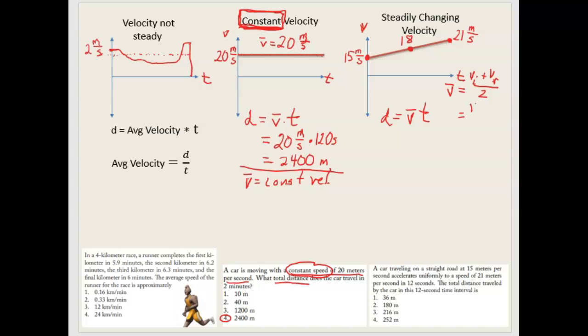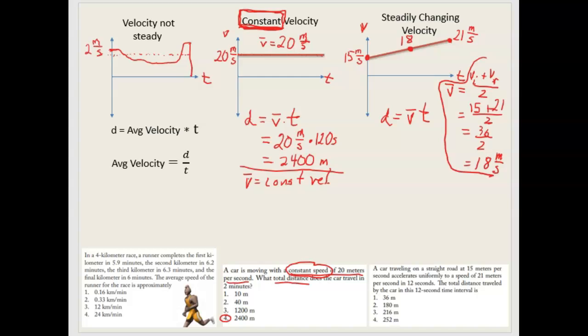Okay. What is our initial velocity? 15 meters per second. Plus, what's our final velocity? 21 meters per second, divided by 2. 15 plus 21, that's 36. Divided by 2 is 18. So that's just another, more purely mathematical way to come up with your average, okay? Initial plus final divided by 2. 18 meters per second. Okay, now this only applies in a steady situation, so steadily increasing or decreasing.